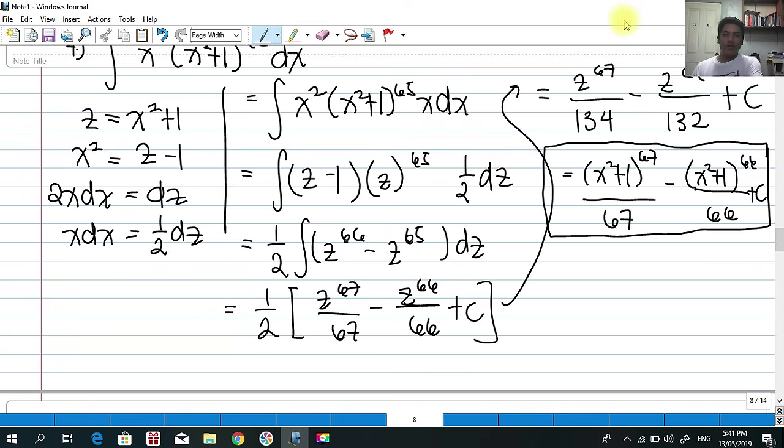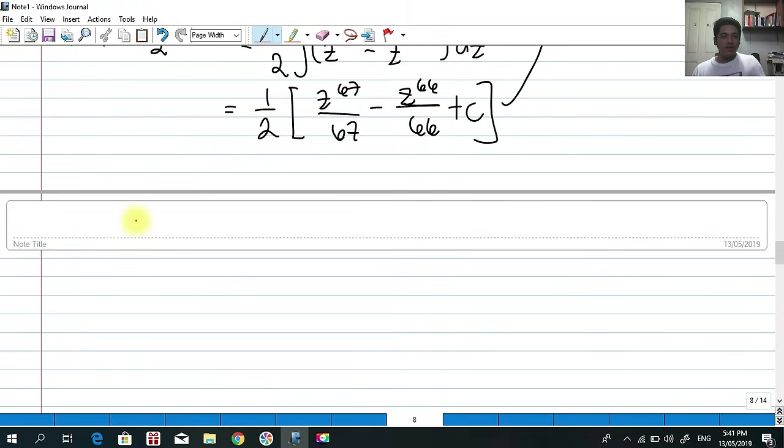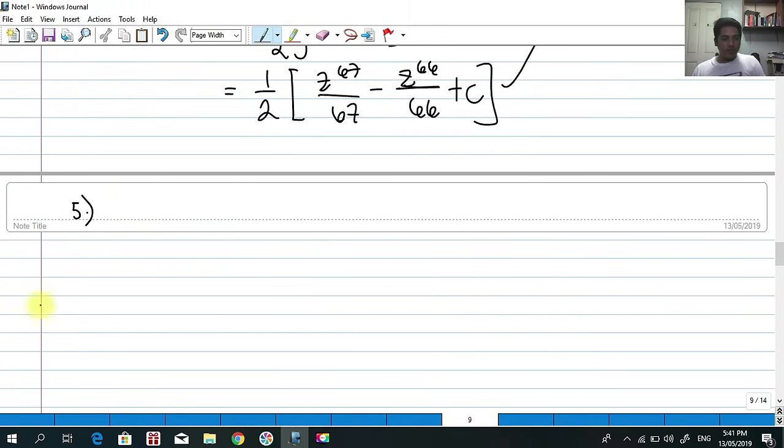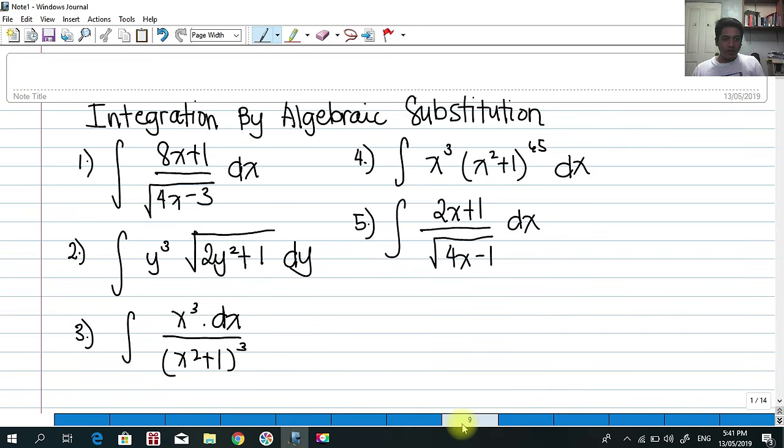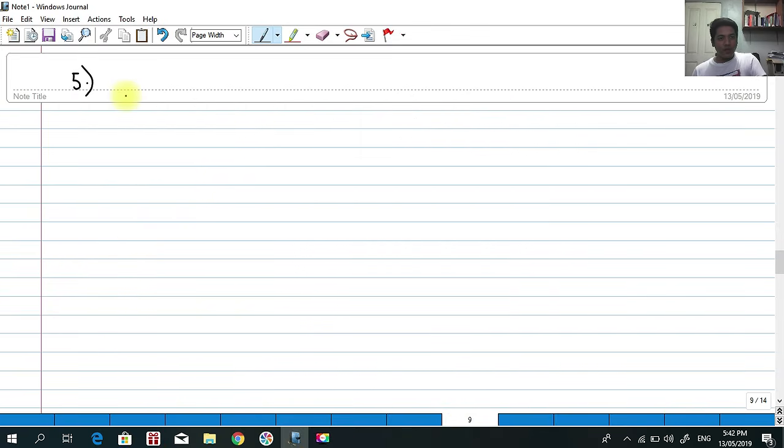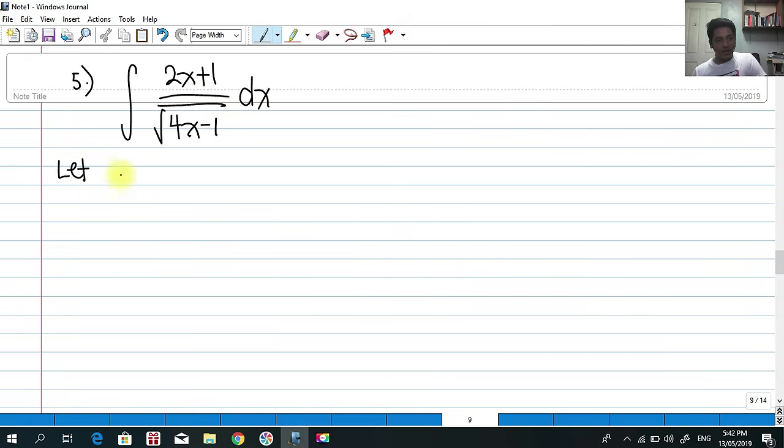Okay, down to our last number for this topic. So we have now problem number 5. Problem number 5 is, I think, very similar with number 1. So we have to get now the integral of (2x plus 1) over the square root of 4x minus 1 dx. We have to let z again equal to the square root of 4x minus 1, and we have to square both sides for us to get that in terms of x.